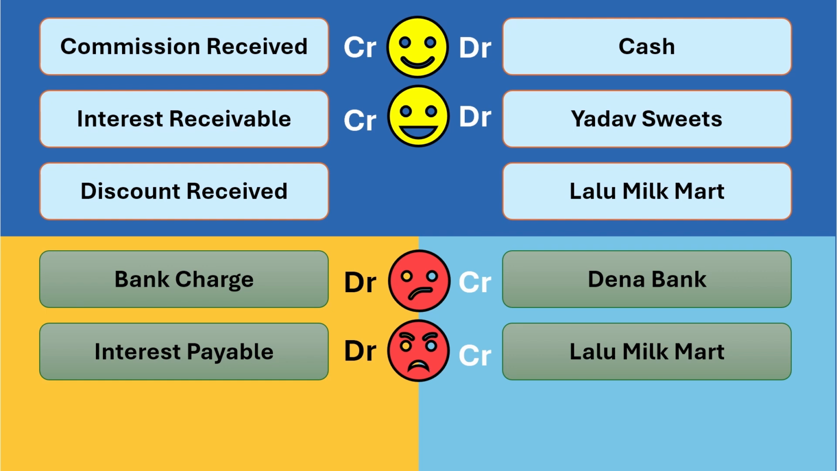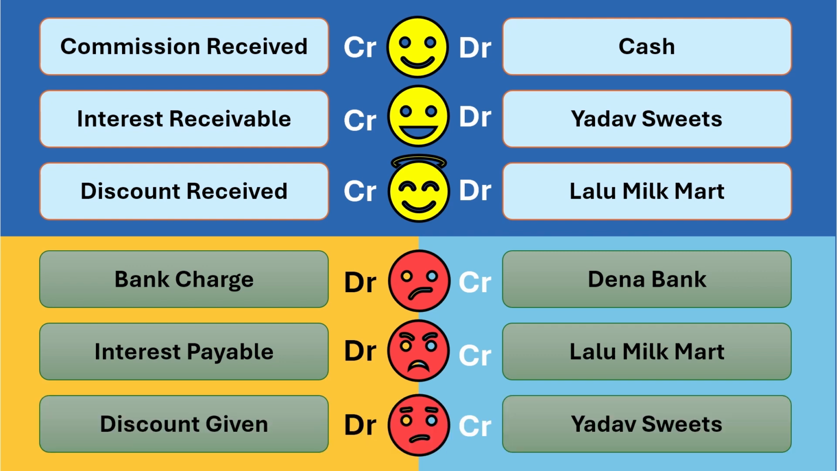Now, we will take the example of discount received. If Lalu Milk Mart gives us a discount and we have to pay less, we are happy. So, we will credit the discount received ledger and debit the ledger of Lalu Milk Mart. Similarly, when we give a discount to Yadav Sweets, he will be paying us less, and we will feel bad when we are giving such a discount. So the ledger of discount given will be debited and the ledger of Yadav Sweets will be credited.